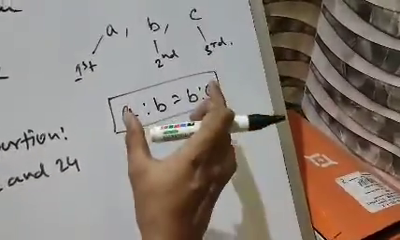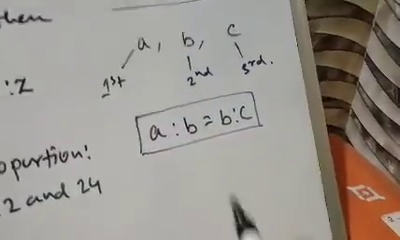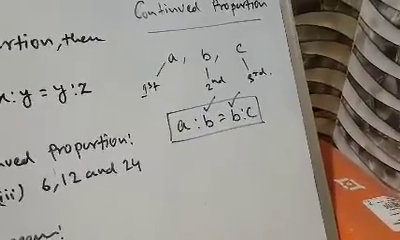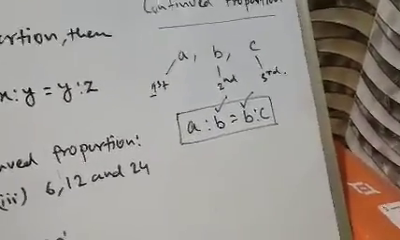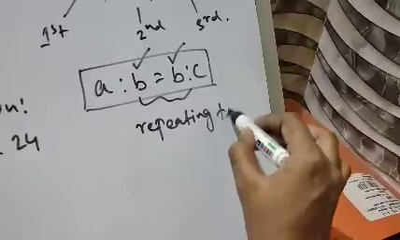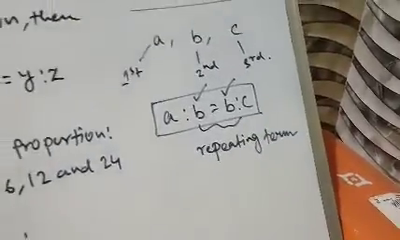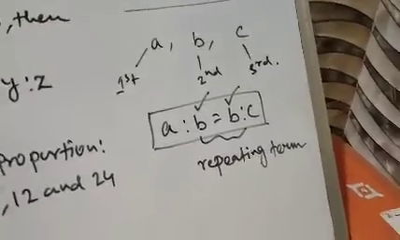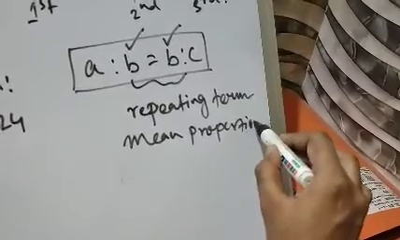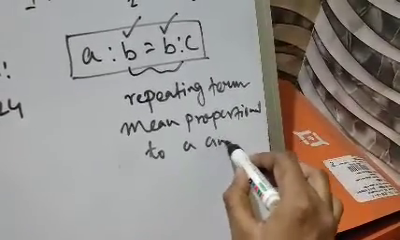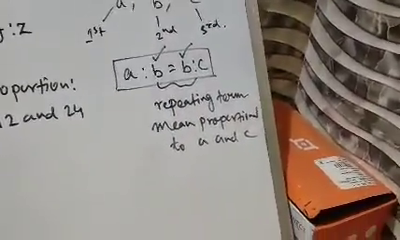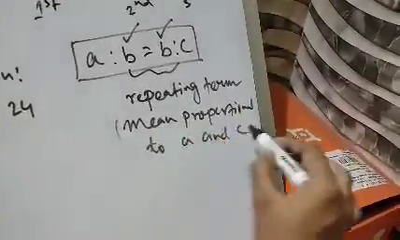If you look carefully at this expression, you can see that the B term is repeated. B is the second term and the second term is repeated. That's why B is called the repeating term, and this B is also known as the mean proportional to A and C. As the B term, or second term, is repeated twice, it is known as the repeating term and also as the mean proportional to A and C.